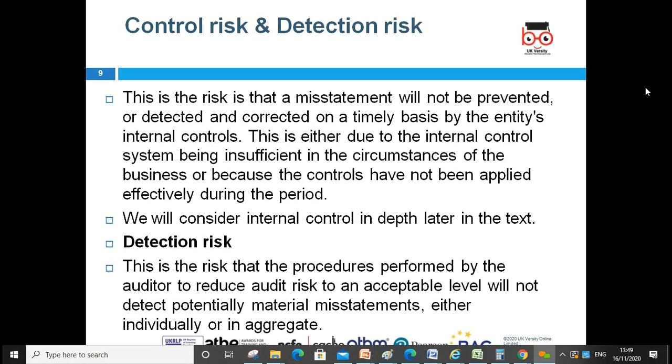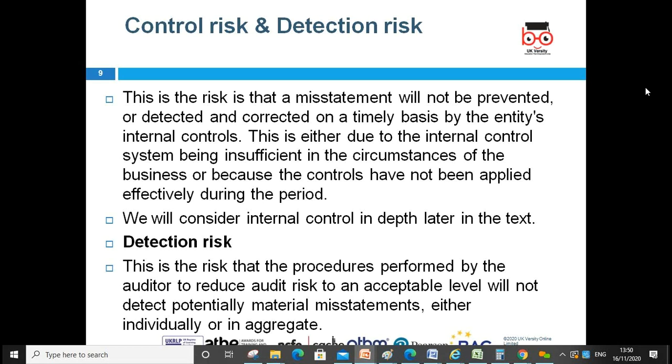This is the risk of misstatement that is not prevented or detected and corrected on a timely basis by internal control. Your internal control should pick it up and rectify it. If somebody has not signed the check and you say no problem, your internal control says, come on, this is not sufficient. There should be 3 copies. Whoever draws money from petty cash should have a 3-copy voucher. So these controls have not been applied effectively during the period. We will consider internal control in depth in later text, which we will go through.